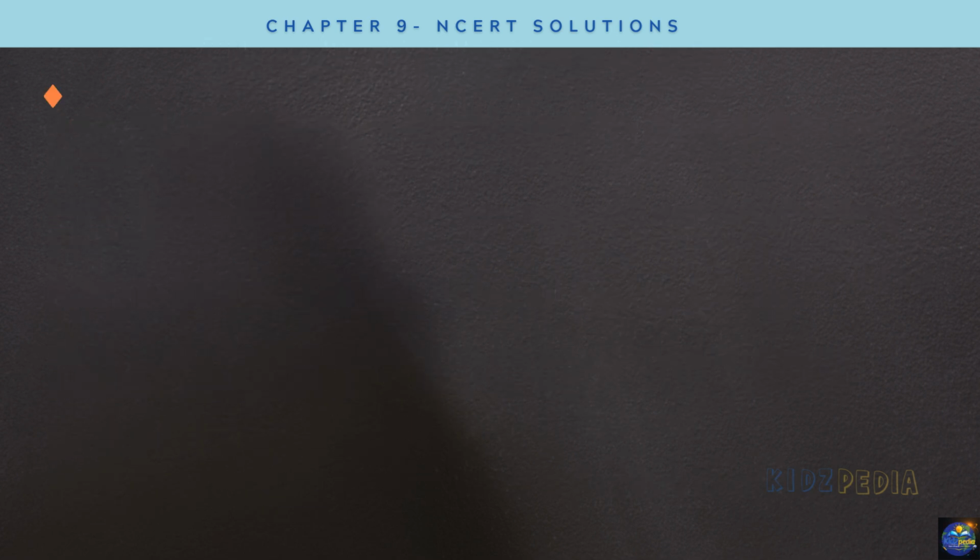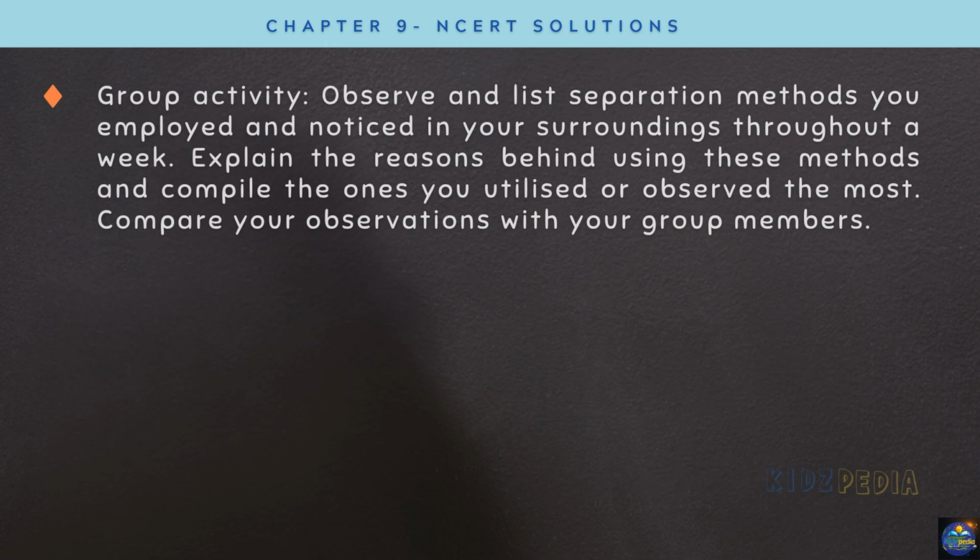Next one, group activity. Observe and list separation methods you employed and noticed in your surroundings throughout the week. Explain the reasons behind using these methods and compile the ones you utilized or observed the most. Compare your observations with your group members. In our daily life, we use many methods of separation without even noticing them.